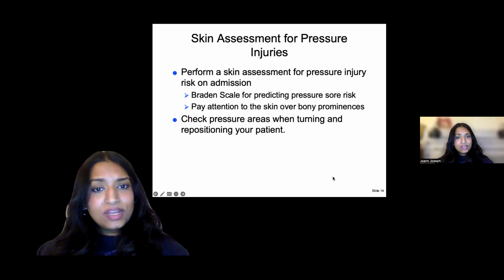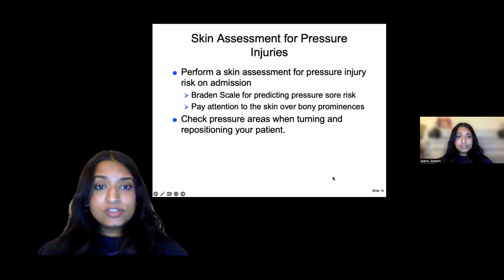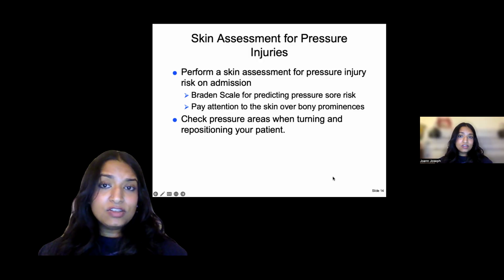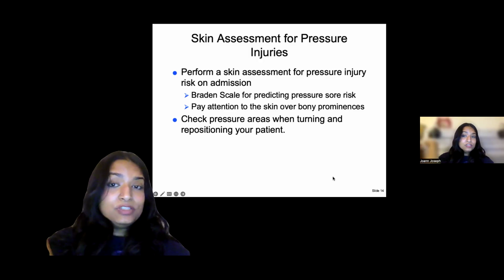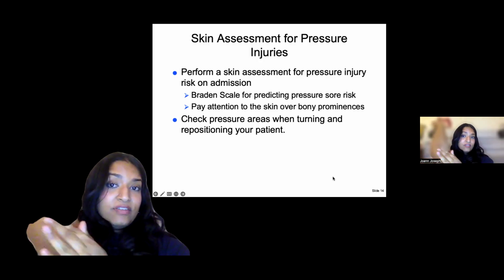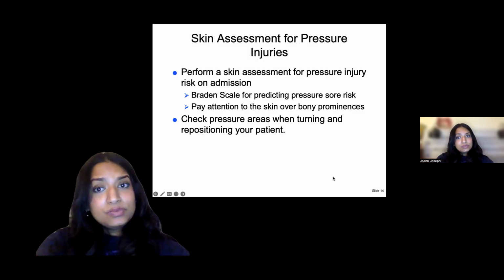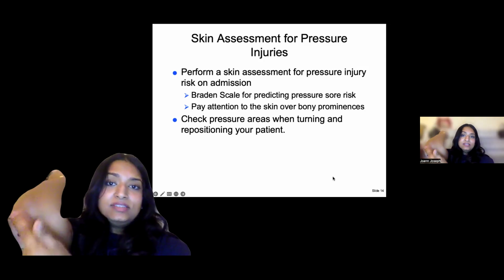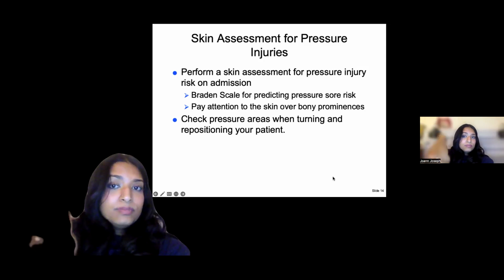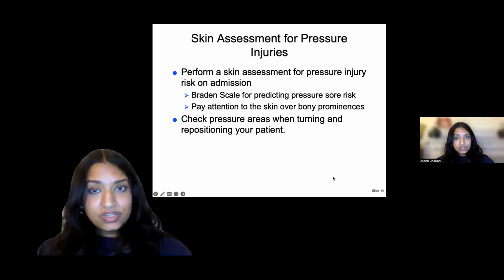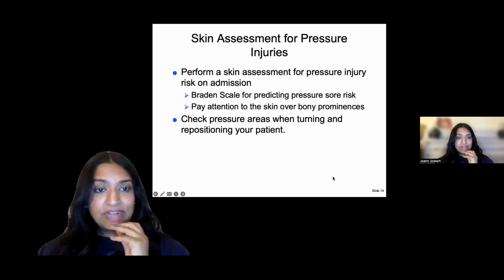I've mentioned before, I think at some point, that it's really important for us to know where bony prominences are. When your bone is prominent, which means it's very, very obvious, like right here, this is where you can get a pressure injury. Think about it, the bone is like pushing down. Those are areas where skin is kind of fragile.